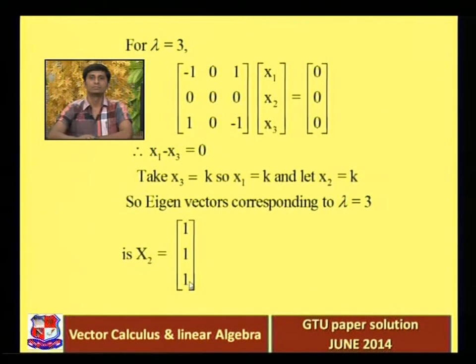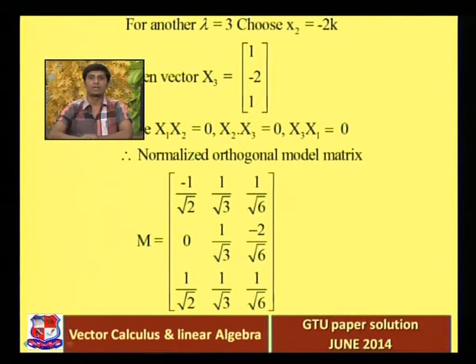Now for the other lambda is equal to 3, choose x2 is equal to minus 2k. So our eigenvector x3 is 1, minus 2, 1.